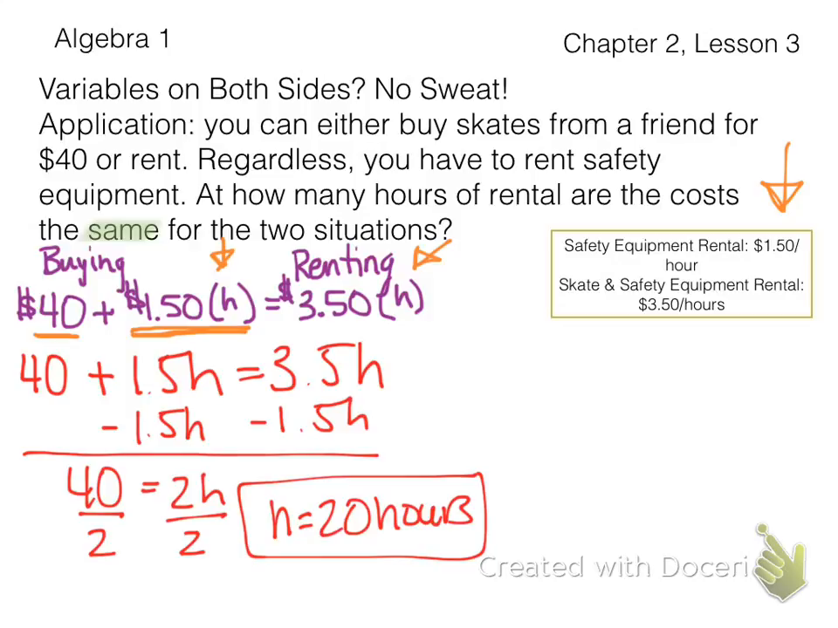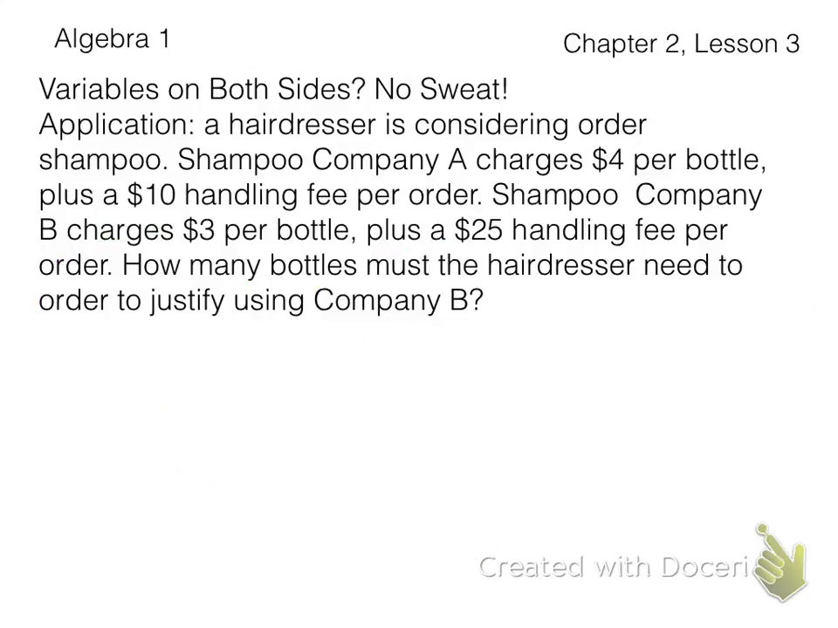All right, last problem. We have a hairdresser, and she is considering, or he is considering, ordering shampoo. Shampoo Company A charges $4 per bottle and a $10 handling fee. Shampoo Company B charges $3 per bottle and a $25 handling fee per order. How many bottles must the hairdresser order to justify going through Company B?